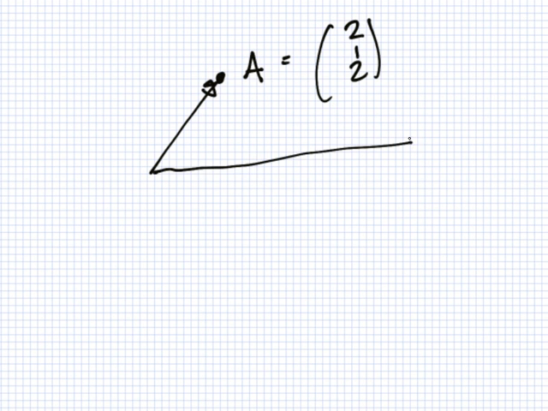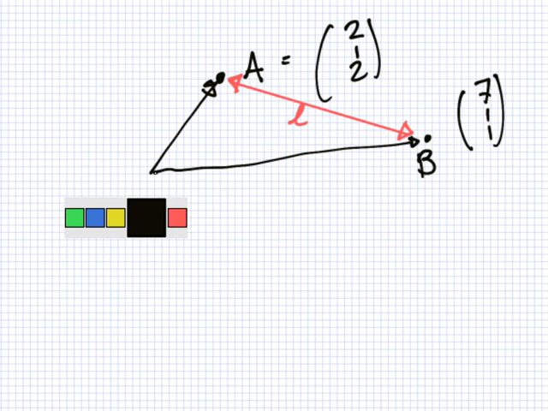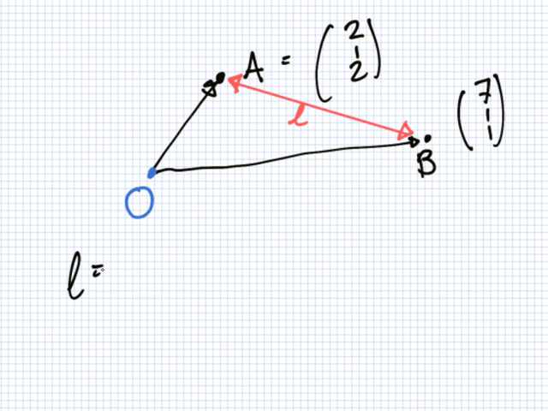Imagine I give you this point here, I'll call it A, and we'll say that this vector is 2, 1, 2, and then we'll call this one here B, and we'll say it's 7, 1, 1. And I want to know what is the distance between A and B. So I want to know what this length here is. And of course this is the usual origin here. So I want to know what L is. Alright, so what's the idea here?